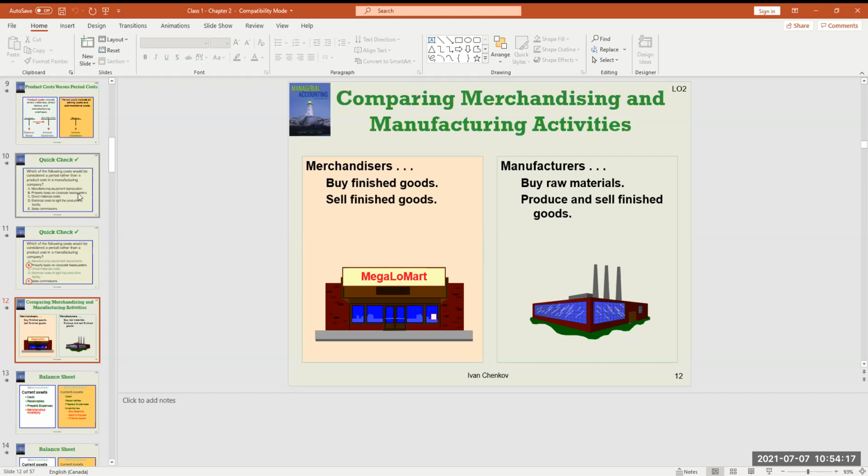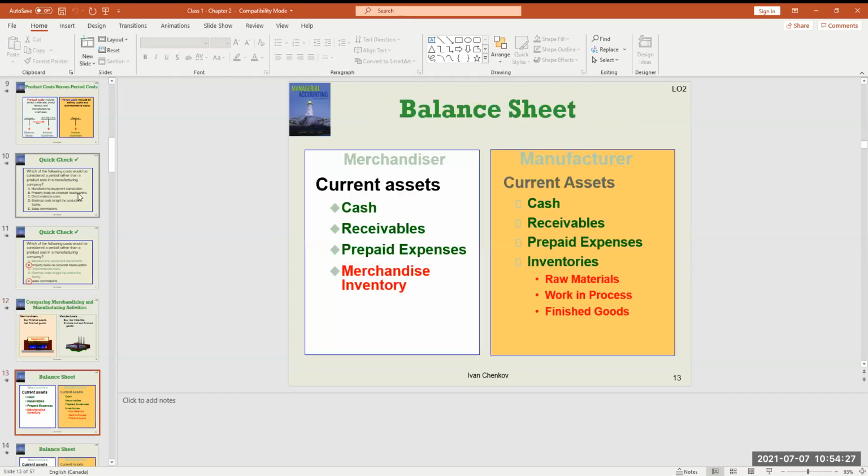In a manufacturing company, we're going to have a few things. First, we're going to buy raw material. Then we're going to produce the product. And then we're going to sell the finished goods. So we're going to have more than one activity there. On the balance sheet of a merchandising company, we're going to have only one inventory account, which is called merchandise inventory. Whereas in the manufacturing company, we're going to have three inventory accounts.